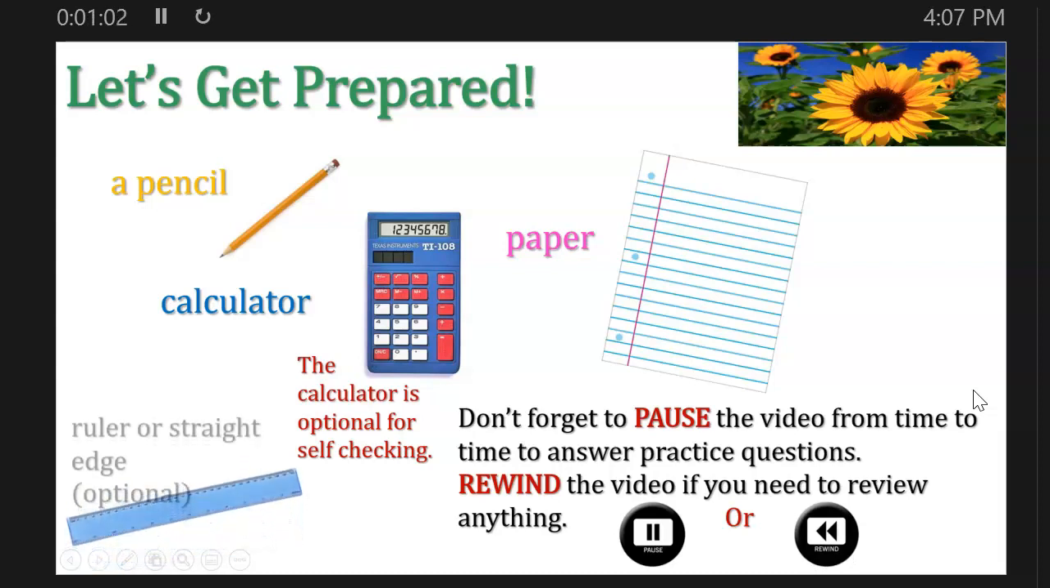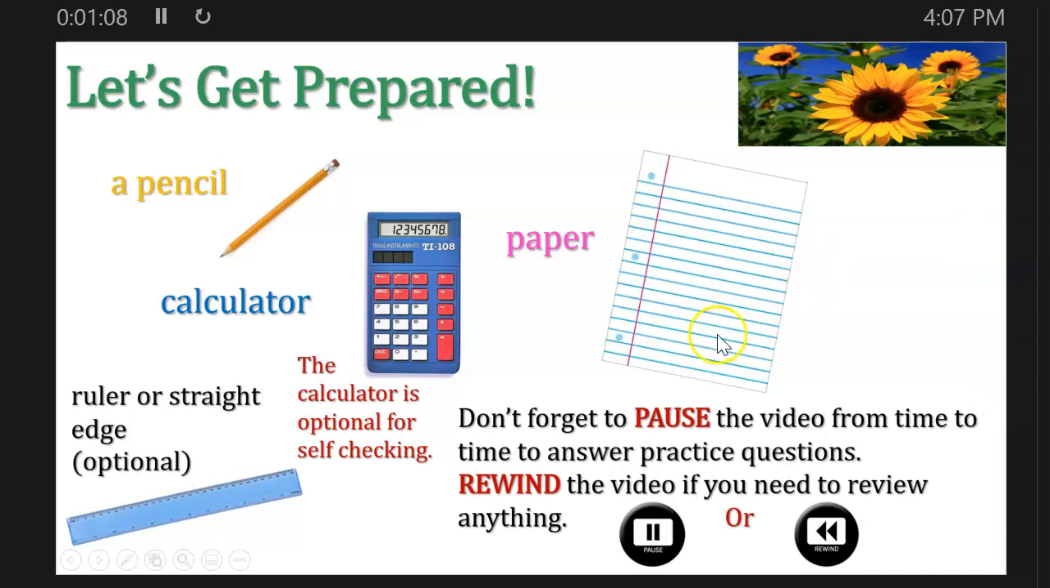If you want to draw straight lines, then use that straight edge or a ruler. Don't forget to pause the video from time to time to answer the practice questions, or rewind the video if you need to review anything before trying to answer the questions.